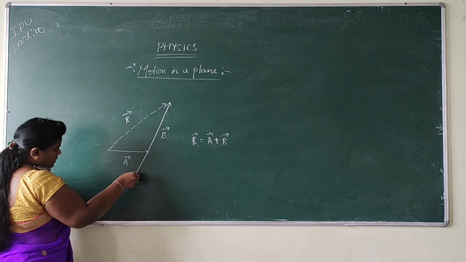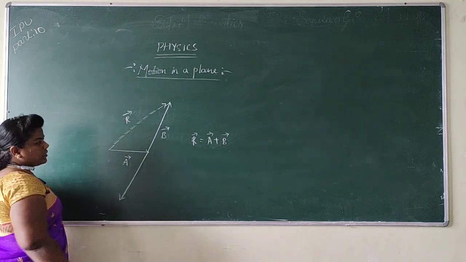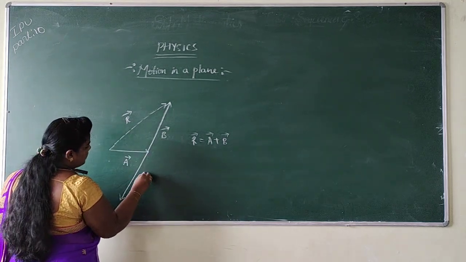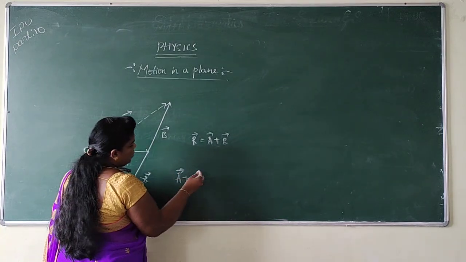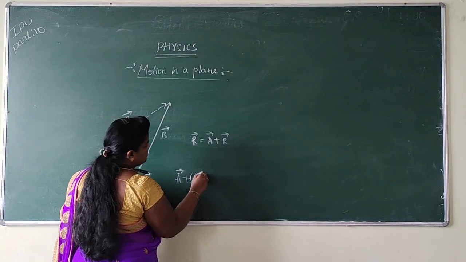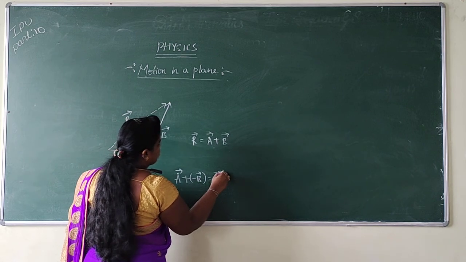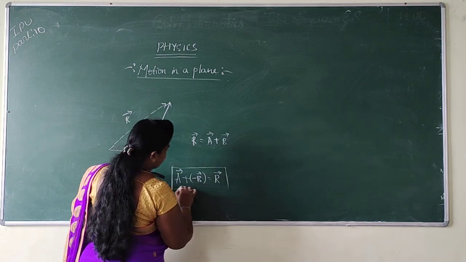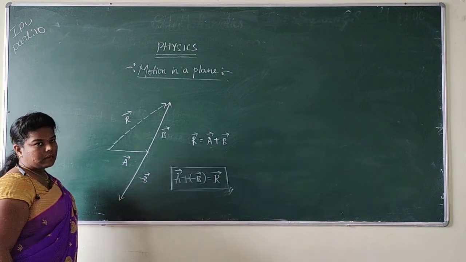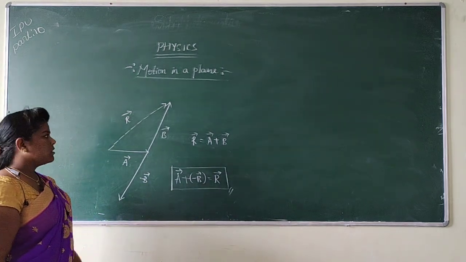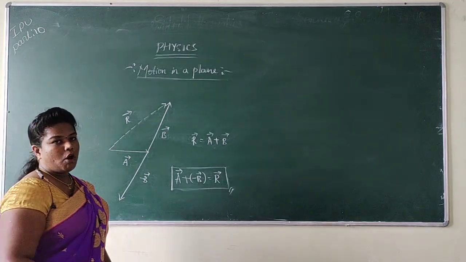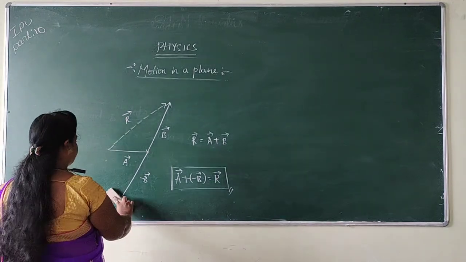If I write the vector in this way, the vector B becomes minus B. So adding vector A with vector minus B gives you the resultant vector R, which is said to be the subtraction of vectors. This is how to represent the subtraction of vectors with the help of the triangle law of vector addition.